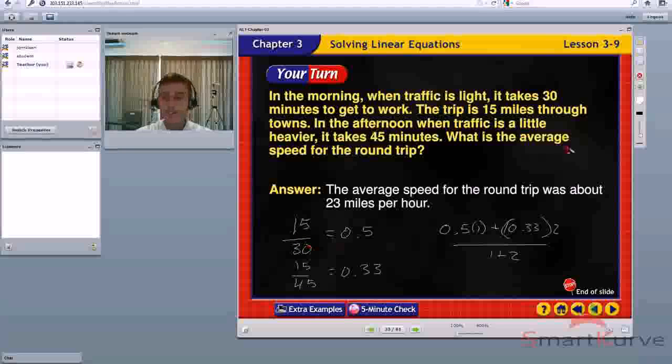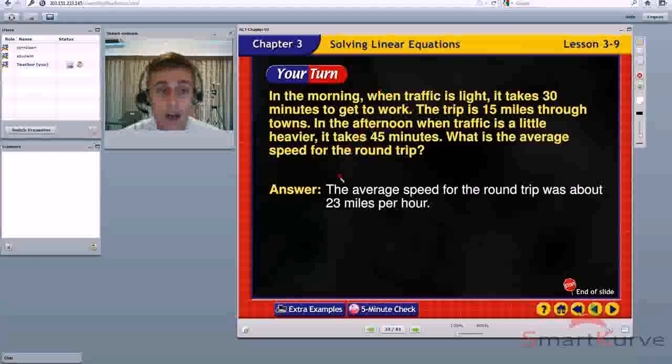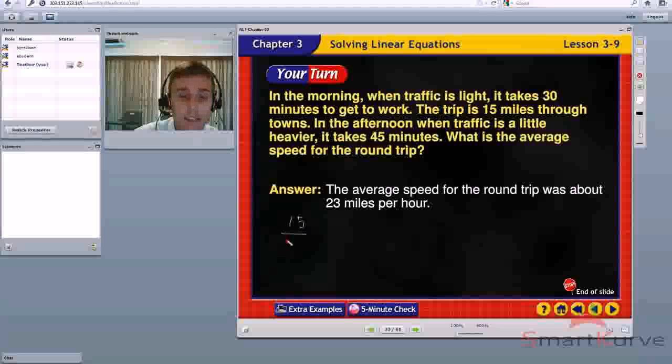For this, let's go back. When we set this up, we don't want to use minutes as what's given. We want to use hours. We don't want miles per minute, we want miles per hour. So for the way there, we would use 15 over 30 minutes, which is half an hour. And for returning, it's 15 over 0.75.